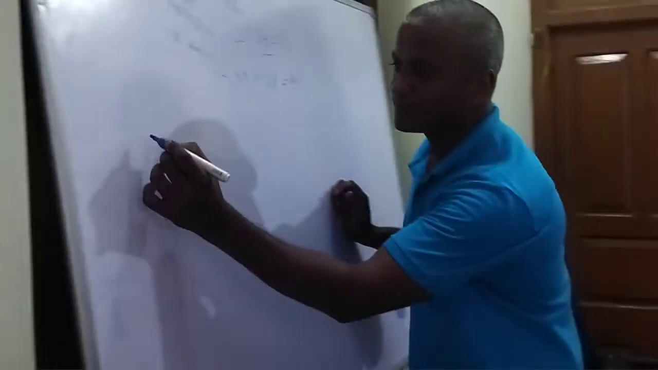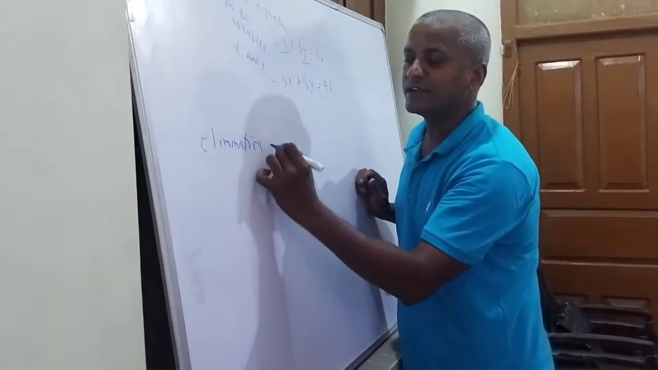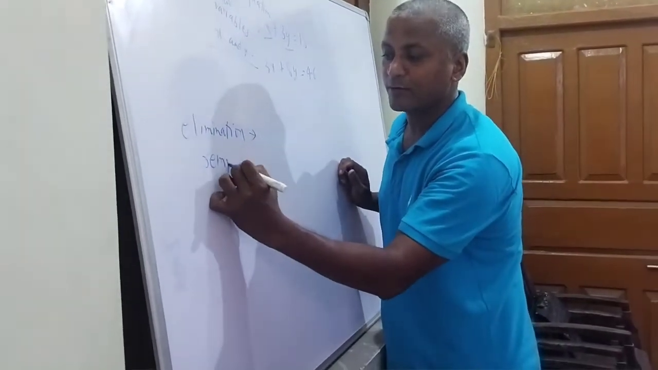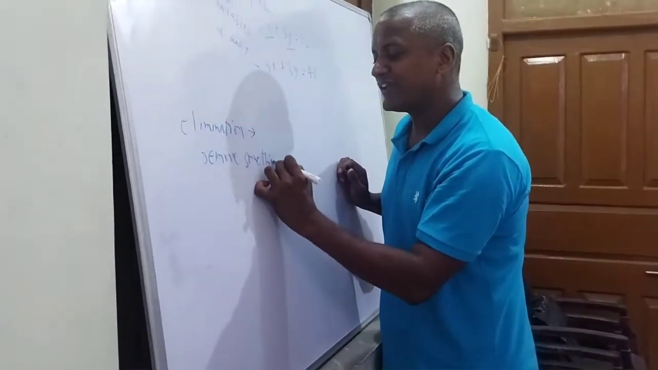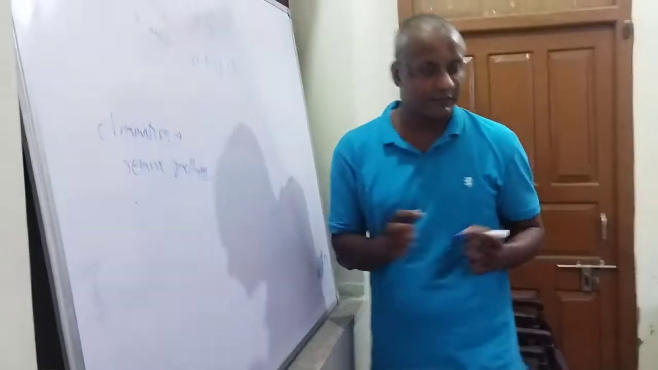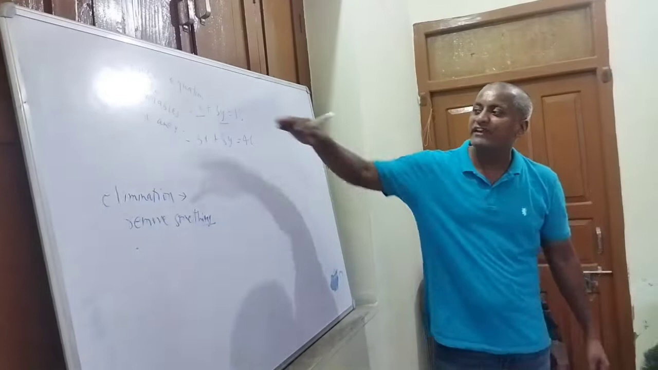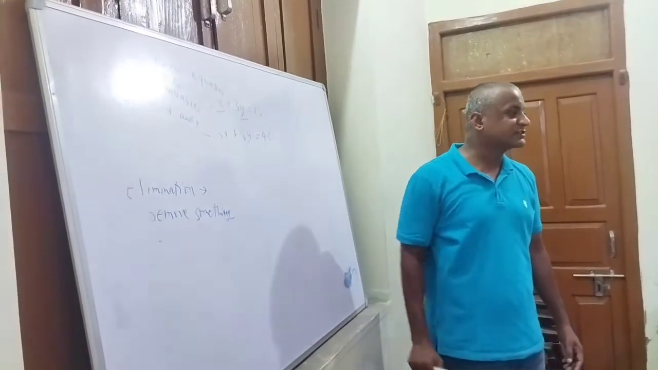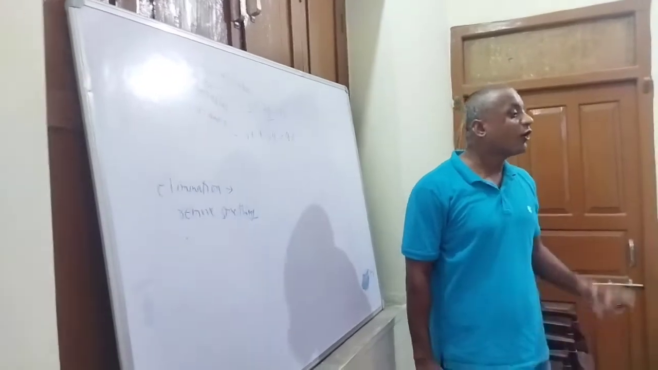Let's see what elimination means. As the word says, the meaning of elimination is to remove something. That is exactly what we do here in these kinds of equations. We have x over here, we have y over here, we have x over here. What we do is we remove either x or y from the equation and we can get the value of the other variable.